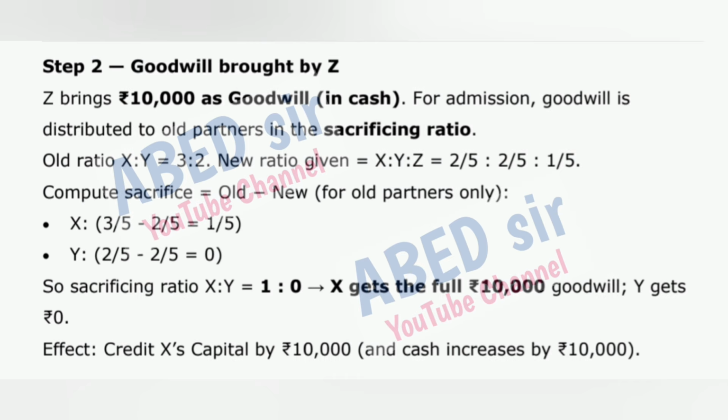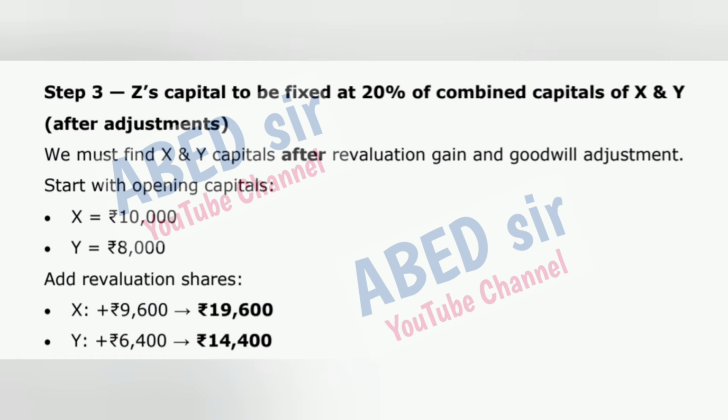So sacrificing ratio X:Y is equal to 1:0. X gets the full 10,000 rupee goodwill, Y gets 0 rupees. Effect: credit excess capital by 10,000 rupees and cash increases by 10,000 rupees. Step 3. Z's capital to be fixed at 20% of combined capitals of X and Y after adjustments.